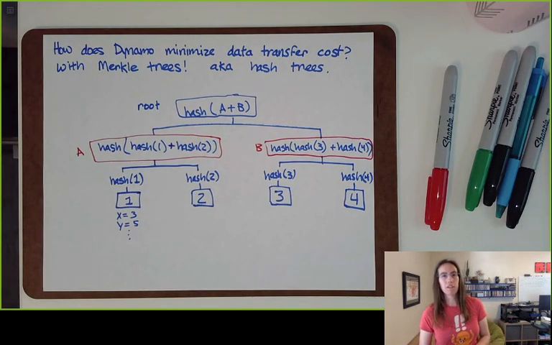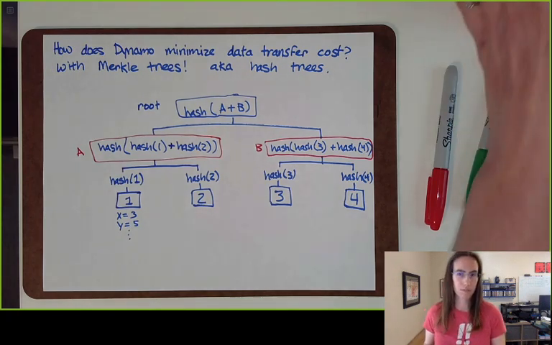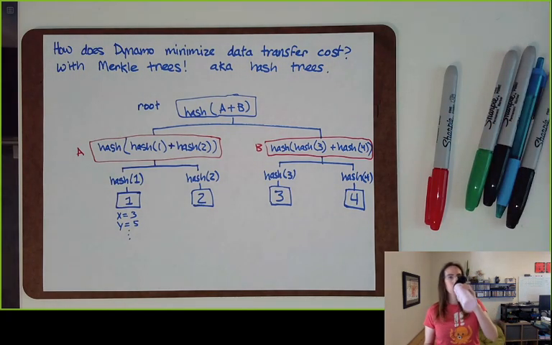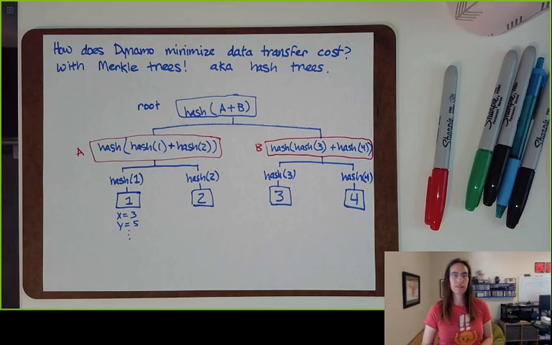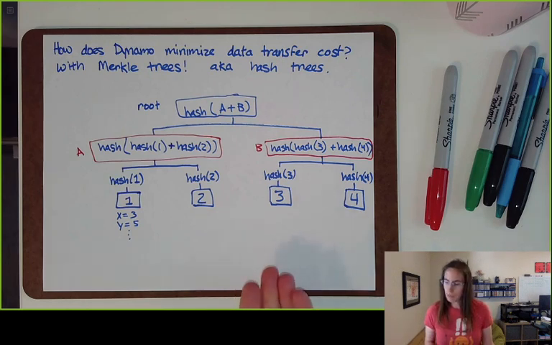What's the purpose of doing all this? Why do we bother to do all this? Right. So we want to minimize the amount of data to compare. Good. What this will do is it'll make it easier to quickly compare large amounts of data.